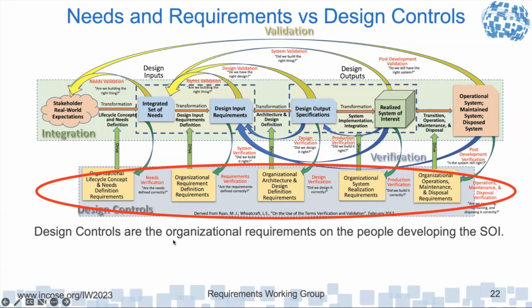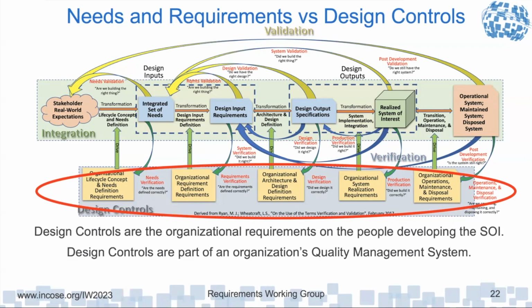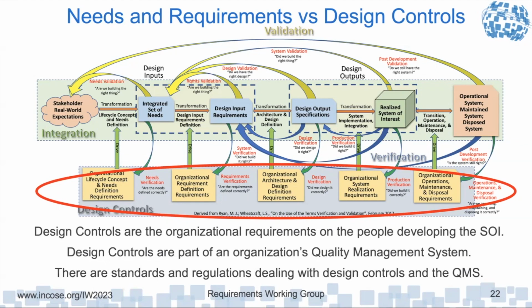So the design controls are part of an overall quality management system that an organization defines. And this terminology comes from the medical device world, but I think it applies to any kind of system that we're developing. There are standards dealing with all these design controls in the quality management system. So the organizations need to make sure that those are all identified for the organization and the process, and put in place the governance at the organizational level above the project level. And then the projects will follow those requirements, all those design controls.